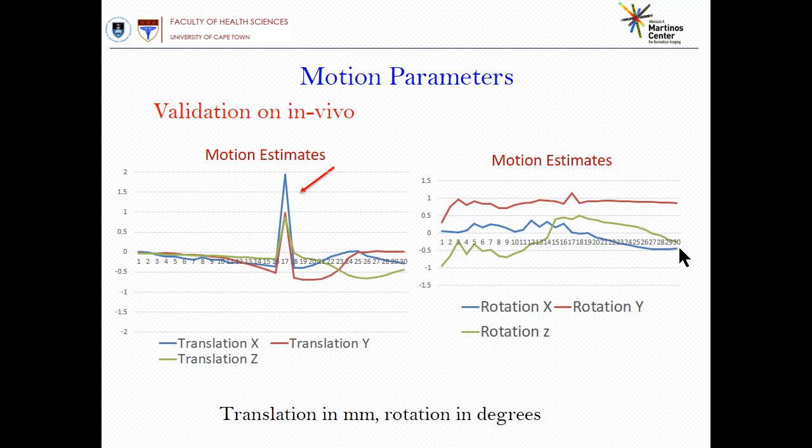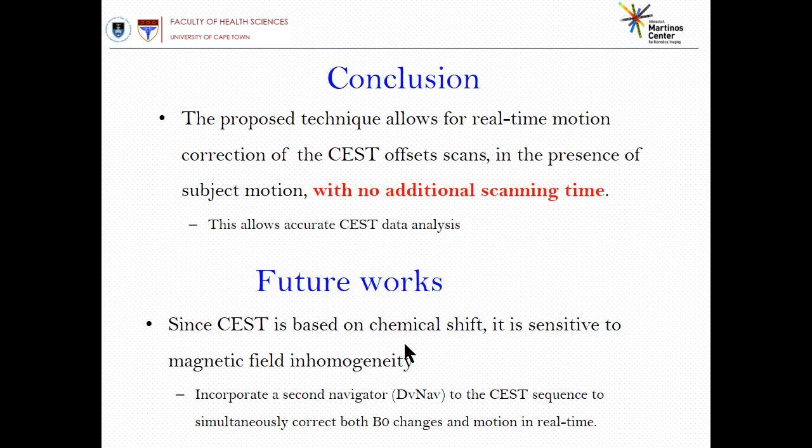For some reason, if someone doesn't want to apply the navigator, he can use information from the motion parameters to see where the motion occurs and apply the post-processing technique. So in conclusion, the proposed technique allows for real-time motion correction for CEST scans with no additional scanning time. This allows accurate CEST data analysis.